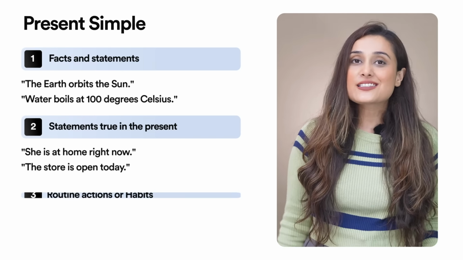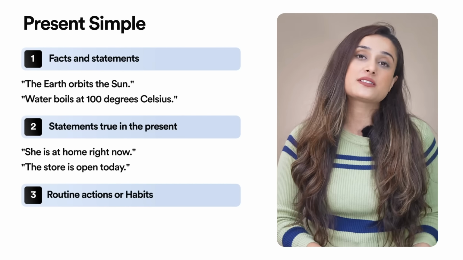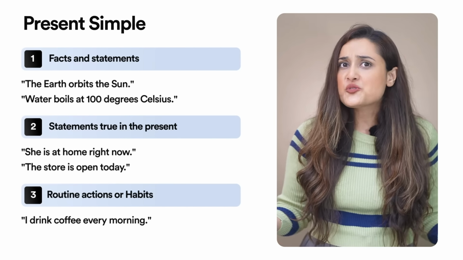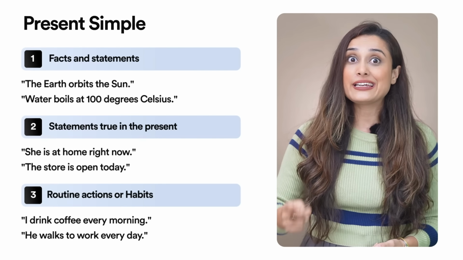Okay. Next is for routine actions or habits. That's also what you use present simple tense for. I drink coffee every morning. A habitual action. He walks to work every day. A repeated daily action. You get it now, okay?